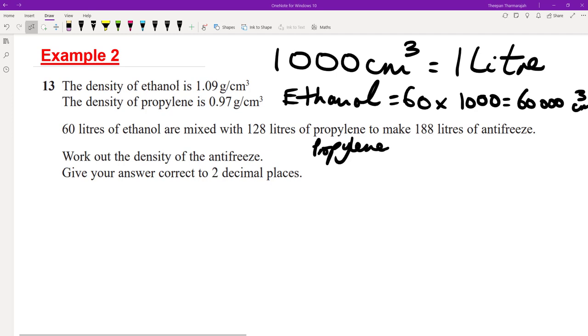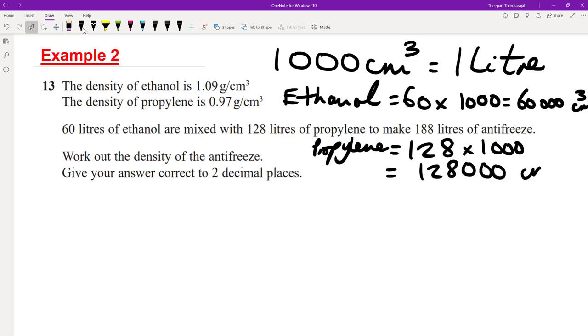So the volume for propylene will be 128 times 1,000, which will give me 128,000 centimeter cubed. So we got the volume for ethanol in centimeter cubed now, and we've got the volume of propylene in centimeter cubed now. Now we're in a process to solve the question. So we're going to draw our triangle here.